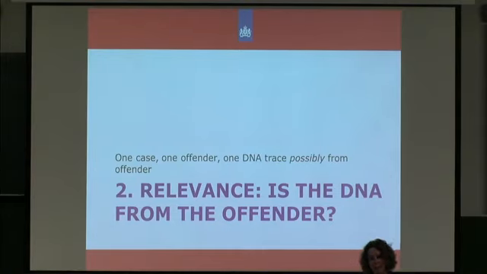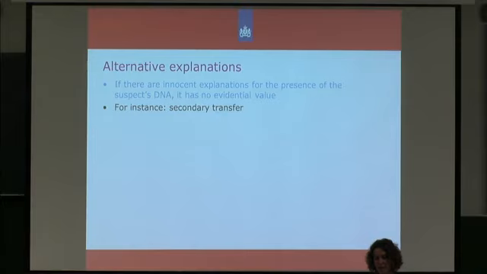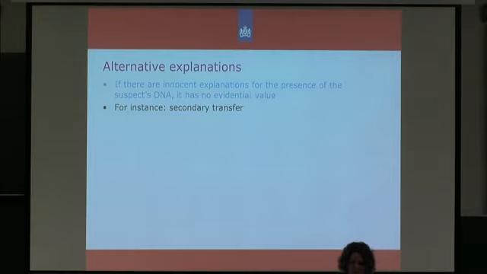So now let's make it a little bit harder. We have one case, one offender, and one DNA trace which is possibly from the offender. So we're talking about relevance now. Is the DNA from the offender, yes or no? And then there are people who argue with alternative explanations for the DNA match. So they're saying, if there are innocent explanations for the presence of the suspect's DNA, it has no evidential value. Because we cannot exclude that this scenario would be true, therefore we cannot do anything with it. So this is a myth.